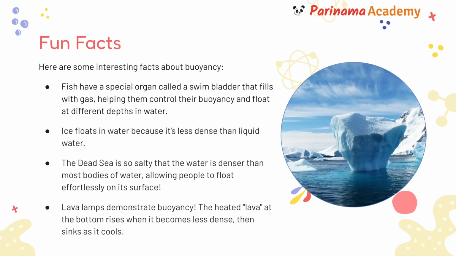Here are some interesting facts about buoyancy. Fish have a special organ called a swim bladder that fills with gas, helping them control their buoyancy and float at different depths in water. Ice floats in water because it's less dense than liquid water. The Dead Sea is so salty that the water is denser than most bodies of water, allowing people to float effortlessly on the surface. Lava lamps demonstrate buoyancy. The heated lava at the bottom rises when it becomes less dense, then sinks as it cools.